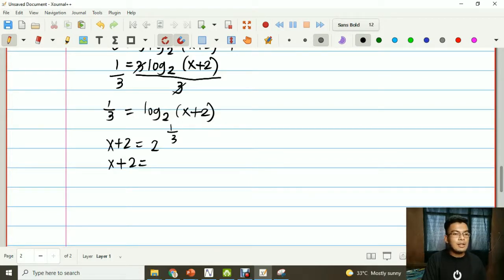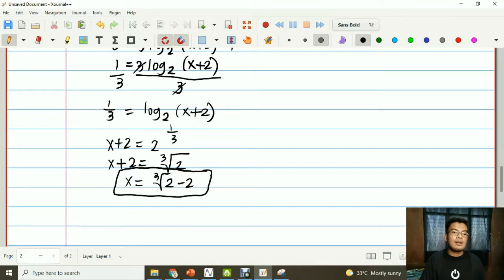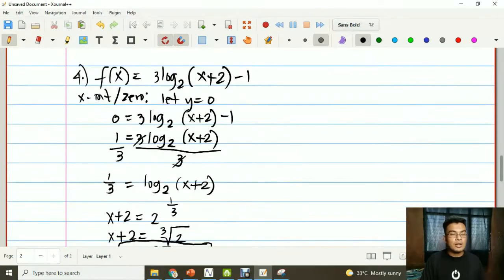So this is equivalent to yung denominator ay magiging index ng ating radical symbol. So since 3 siya, cube root of 2 raised to 1 or simply 2. Transposing positive 2 to the right, it will give us x is equal to cube root of 2 and then minus 2. So this is our x-intercept as well as our 0.